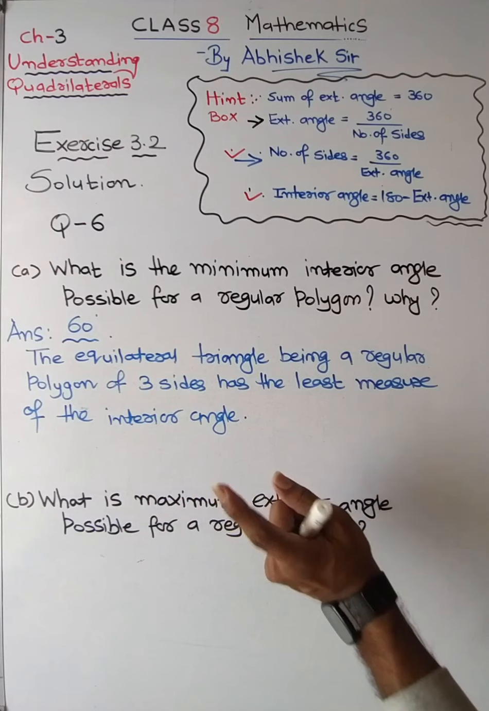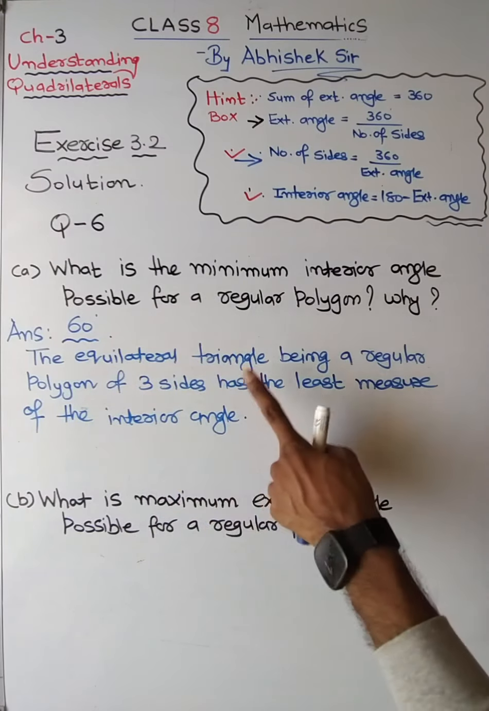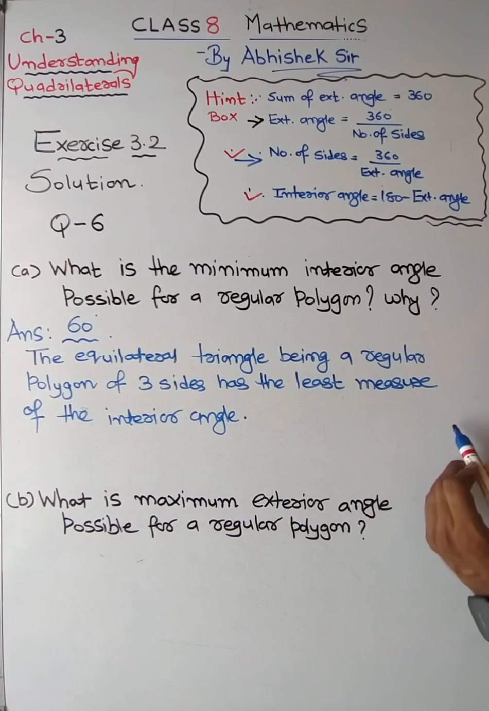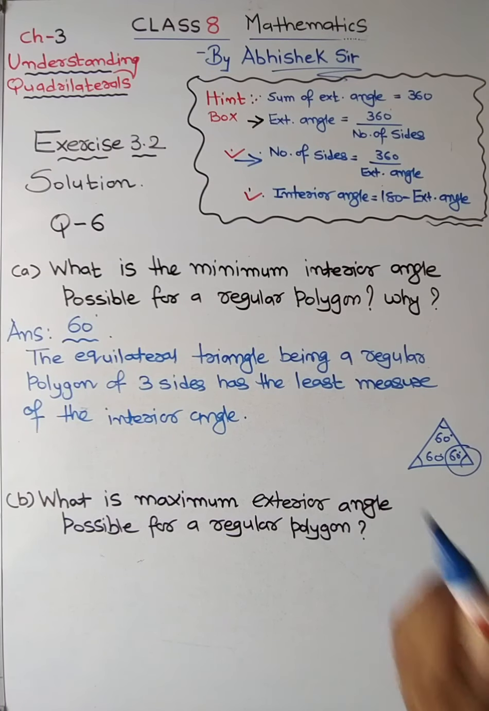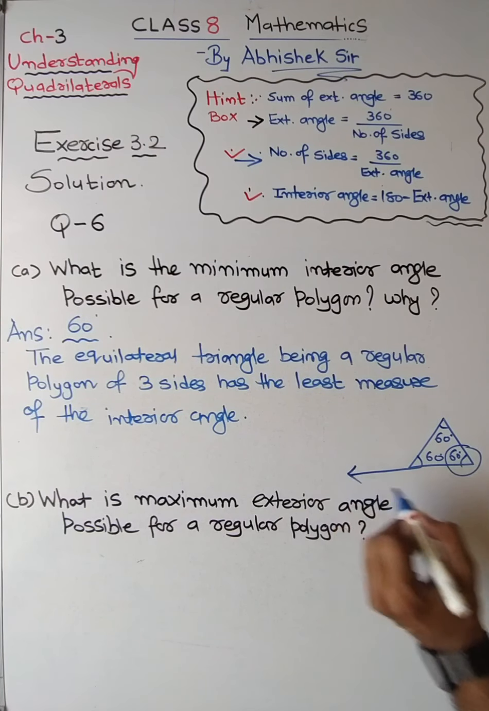So the regular polygon having the least number of sides is 3, that is an equilateral triangle. And we all know that in an equilateral triangle all the angles have a measure of 60 degrees. So that is nothing but the least measure of interior angle of any regular polygon. Moving on to the next part and the last one. What is the maximum exterior angle possible for a regular polygon? So what we'll do, we'll continue with this figure only.